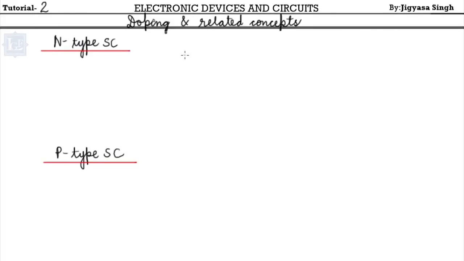So the formula for conductivity was like this: N Q mu N plus P Q mu P. Right. So for the N type, this is almost negligible. So can I put it like 0? And this is ND, or the donor. This becomes donor because this has donor atoms, mu N.